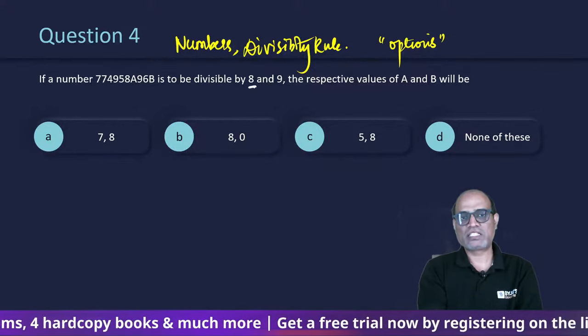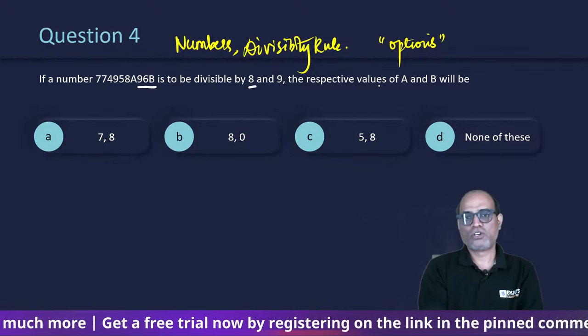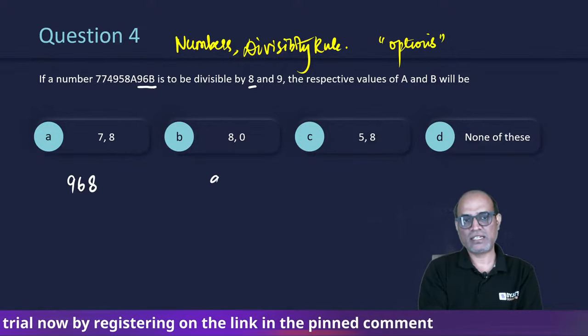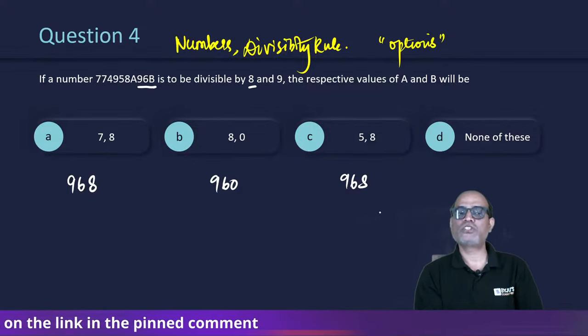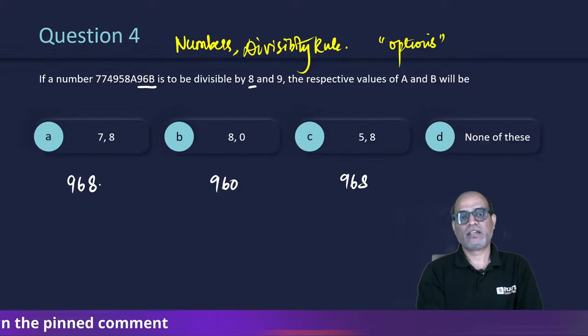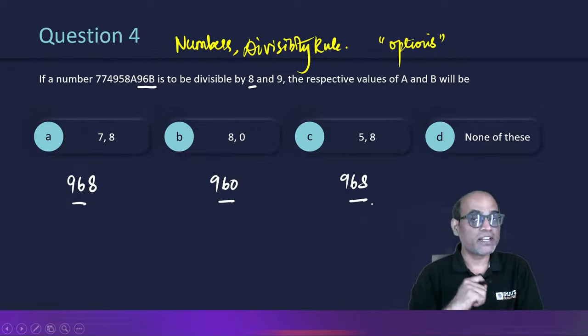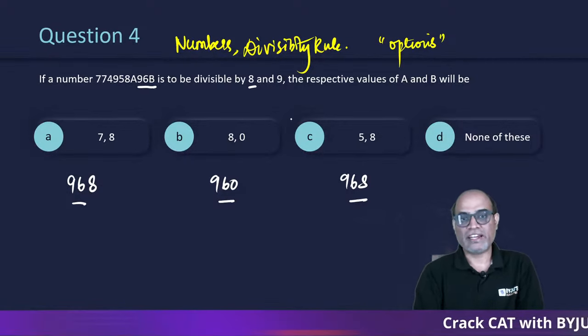Now, if a number is divisible by 8, its last 3 digits should be divisible by 8. So the value of B, looking at the first option, is 968, 960 and 968. Which one is going to be divisible by 8? 968 is also divisible, 960 is also divisible, 968 is also divisible. तीनों ही सही options हैं. So 8 did not help.